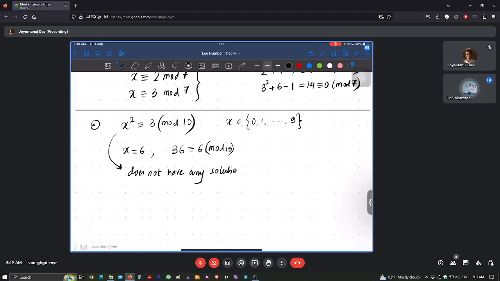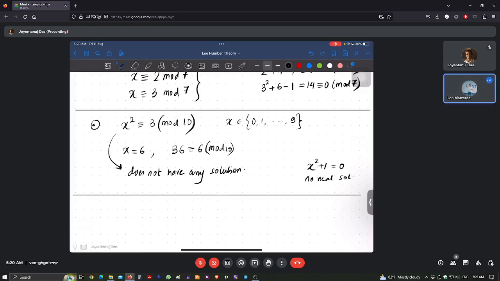So there can also be congruences which do not have a solution. This is an example. We know that in our usual equations also there are some equations that do not have any solution. For example, x square plus 1 equals 0 does not have any solution in real numbers. So similarly here, this equation does not have a solution modulo 10.